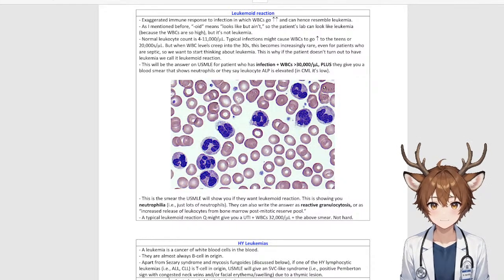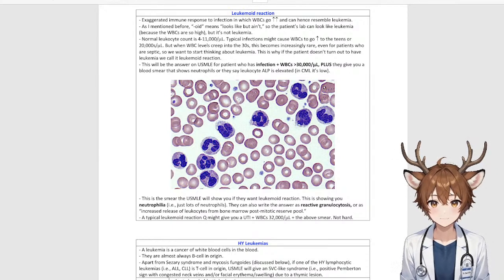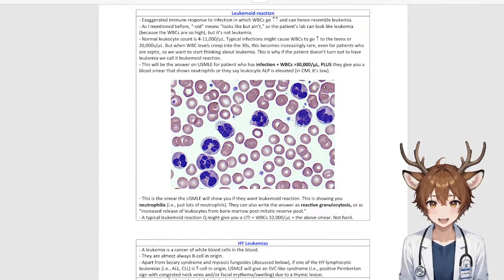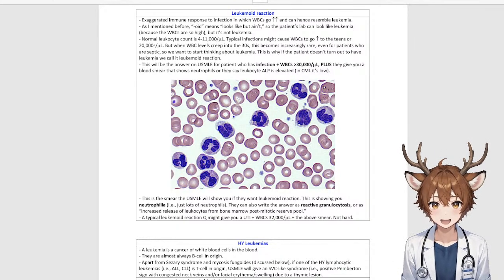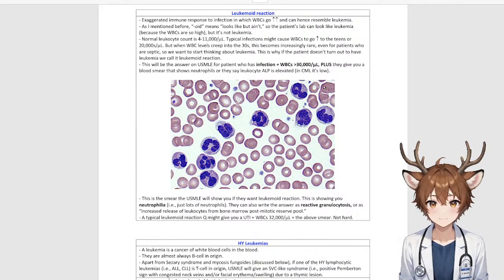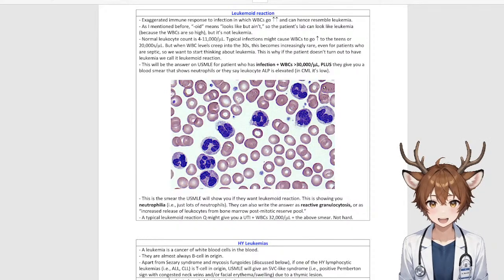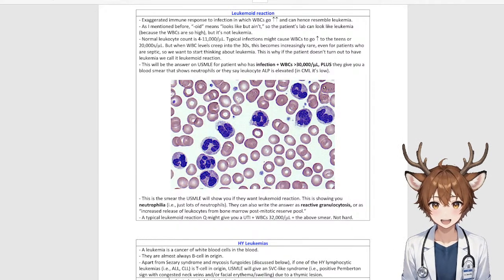Leukemoid reaction. An exaggerated immune response to infection in which the white blood cells significantly increase and can hence resemble leukemia. As I mentioned before, oid means looks like but is not, so the patient's labs can look like leukemia because the white blood cells are so high, but it's not leukemia. Normal leukocyte count is 4 to 11,000 per microliter. Typical infections might cause white blood cells to go to the teens or 20,000s per microliter, but when the white blood cells creep into the 30s, this becomes increasingly rare, even for patients who are septic, so you want to start thinking about leukemia in that case.